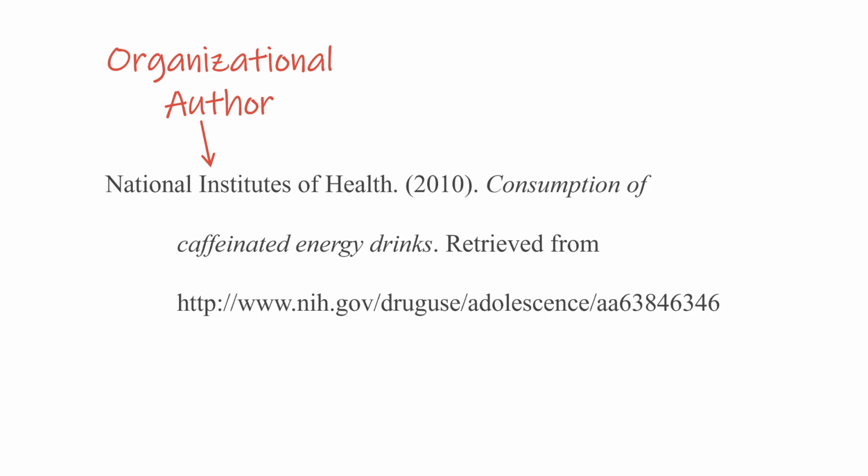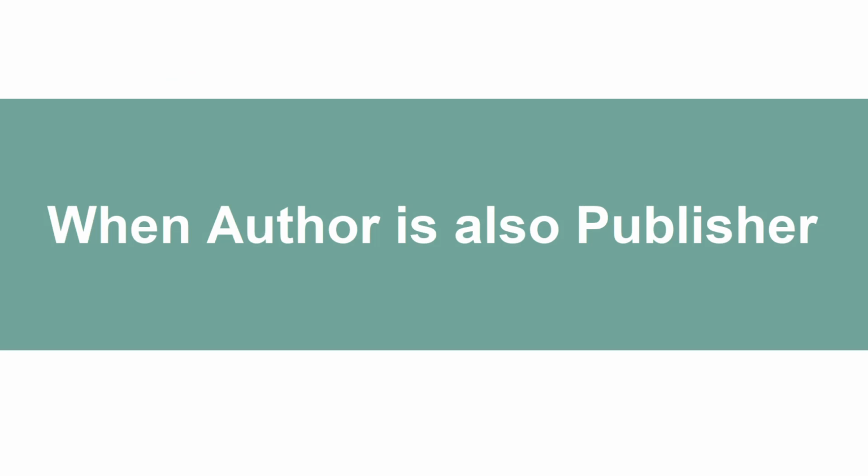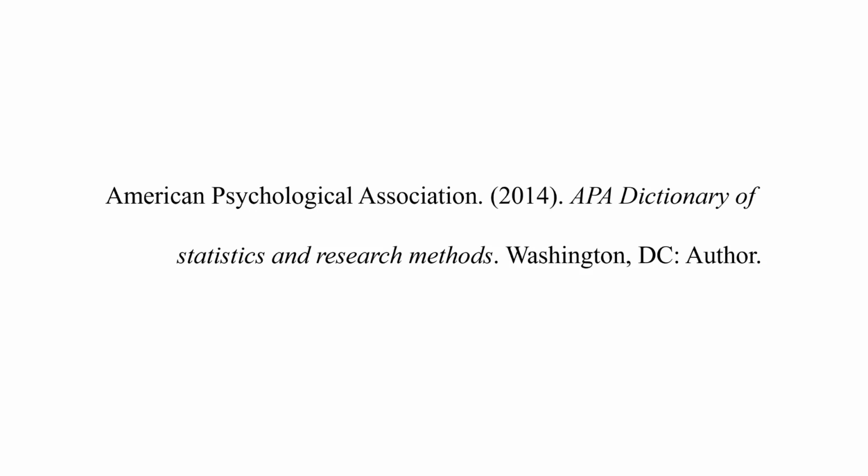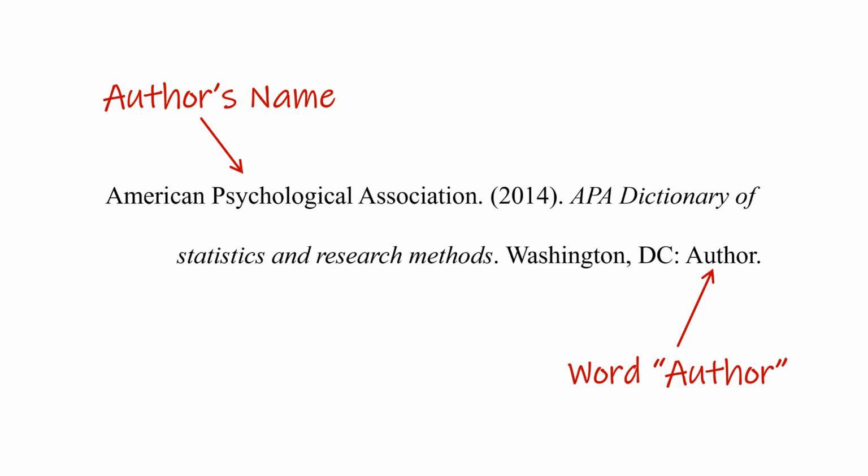Sometimes the organization is the author as well as the publisher of the document. Check the copyright page to see if this is the case. Here's an example in which the American Psychological Association is listed as both author and publisher. Notice that the name of the organization appears at the very beginning of the reference. At the end of the reference, rather than type the name of the organization again, just type the word author.